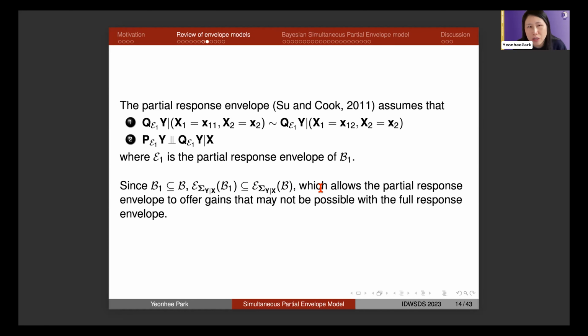So Su and Cook in 2011 proposed the partial response envelope, and they assigned two conditions to construct the envelope. So for the fixed x2, the immaterial part of y, QY, does not depend on the value of x1 we are interested in. And the second condition is that given predictors, the material part of y and the immaterial part of y are not correlated, then we have the partial response envelope. We notice that this partial response envelope is contained in the full response envelope. So this will allow the partial response envelope to offer gains that may not be possible with the full response envelope.